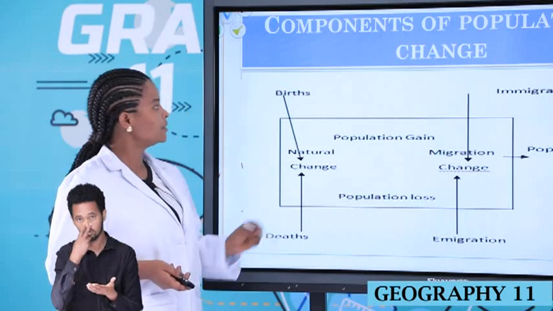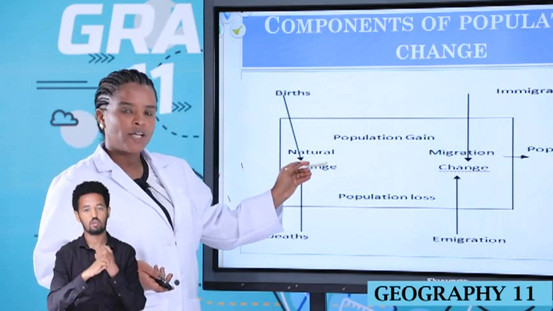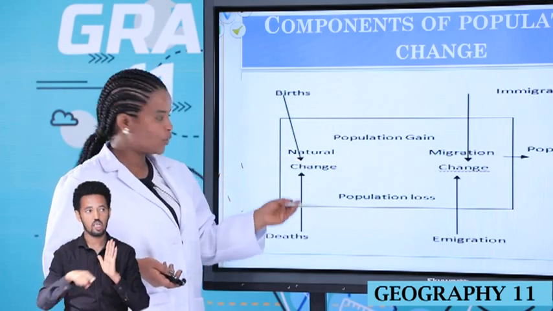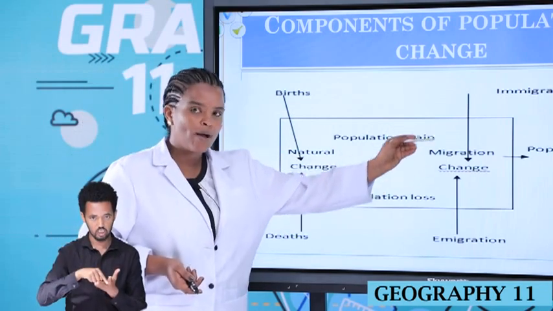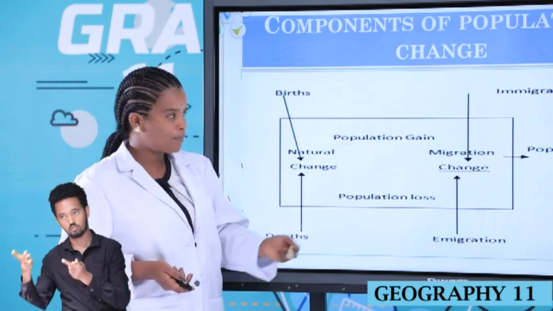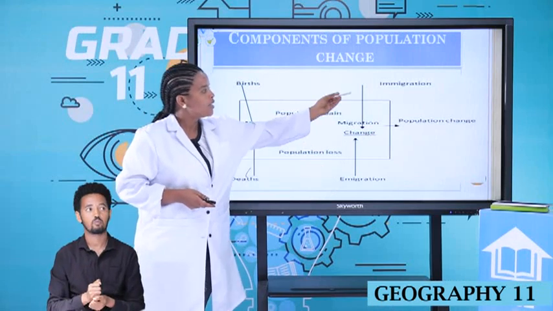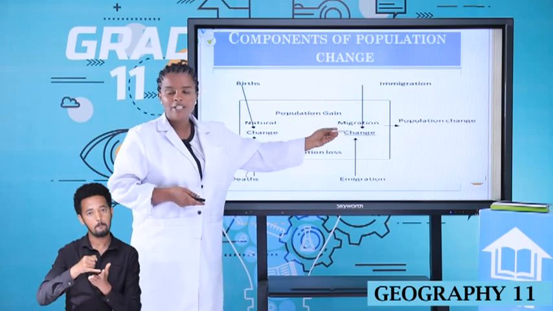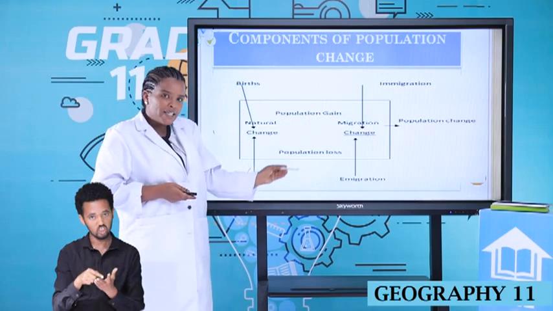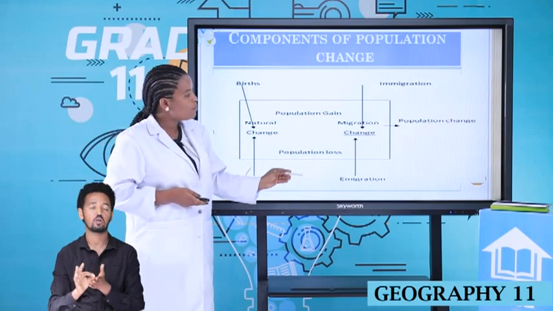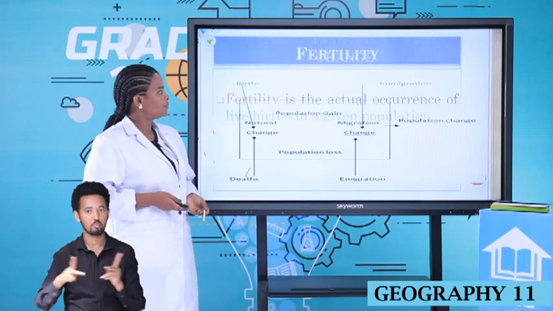Let us see these charts. Birth has a positive effect on natural change, and death has a negative effect on natural change. Migration is the movement of people from one place to another, as in the previous lesson. There are two types of migration, immigration and emigration. Because of immigration, the number of population increases. Because of emigration, it loses or decreases the number of population. So because of immigration and emigration, there is a population change.